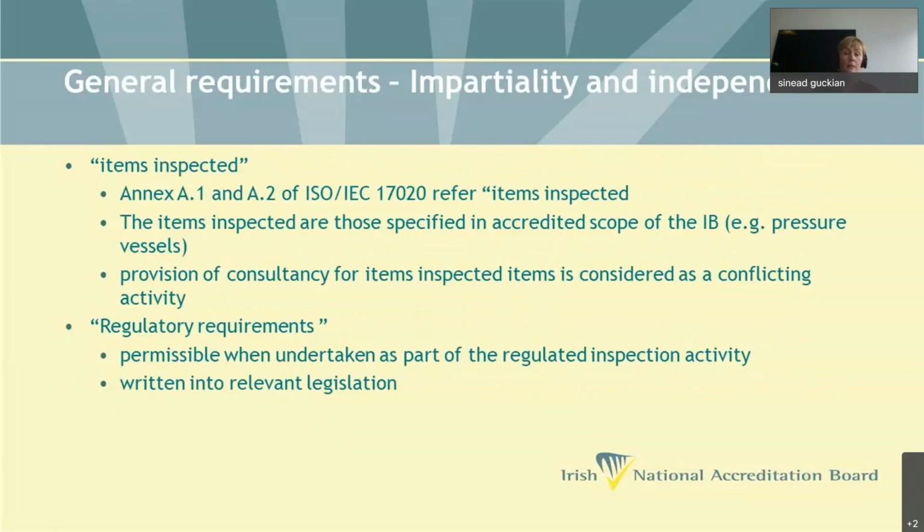The term items inspected is clarified. It's referred to in Annex 1 of 17020. The items inspected are those specified in the accredited scope of the inspection body, for example, pressure vessels. And there's a new note regarding the provision of consultancy. It's for items inspected is considered as a conflicting activity. The exception to this regarding regulatory requirements, this is permissible when undertaken as part of the regulated inspection activity and where it's written into the relevant legislation.